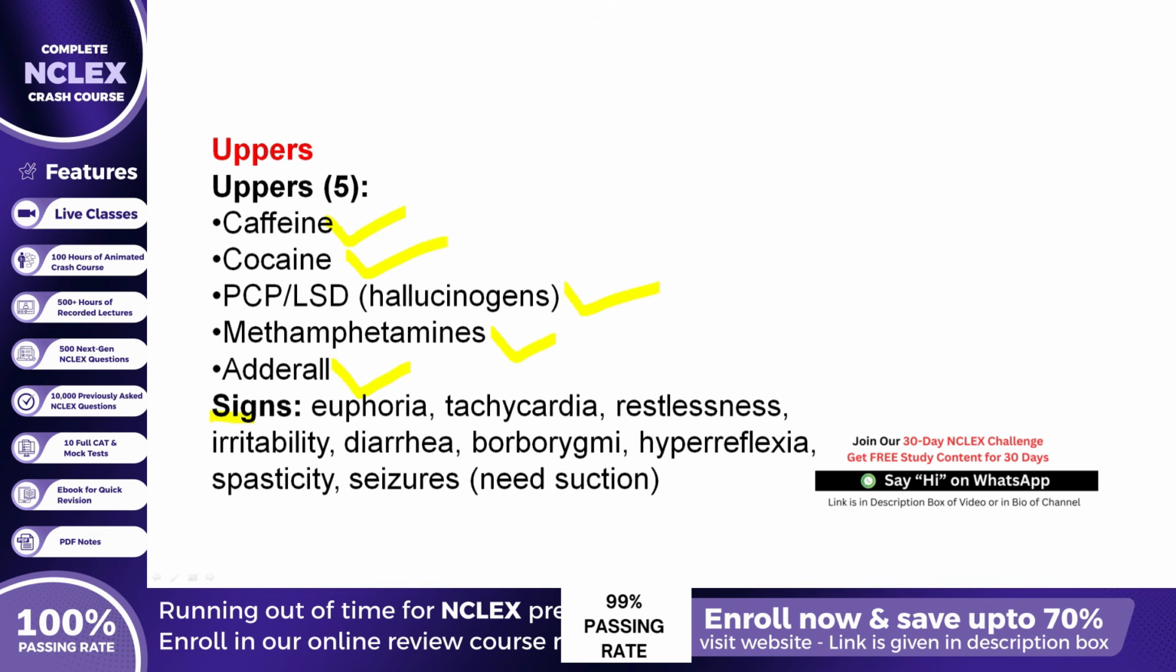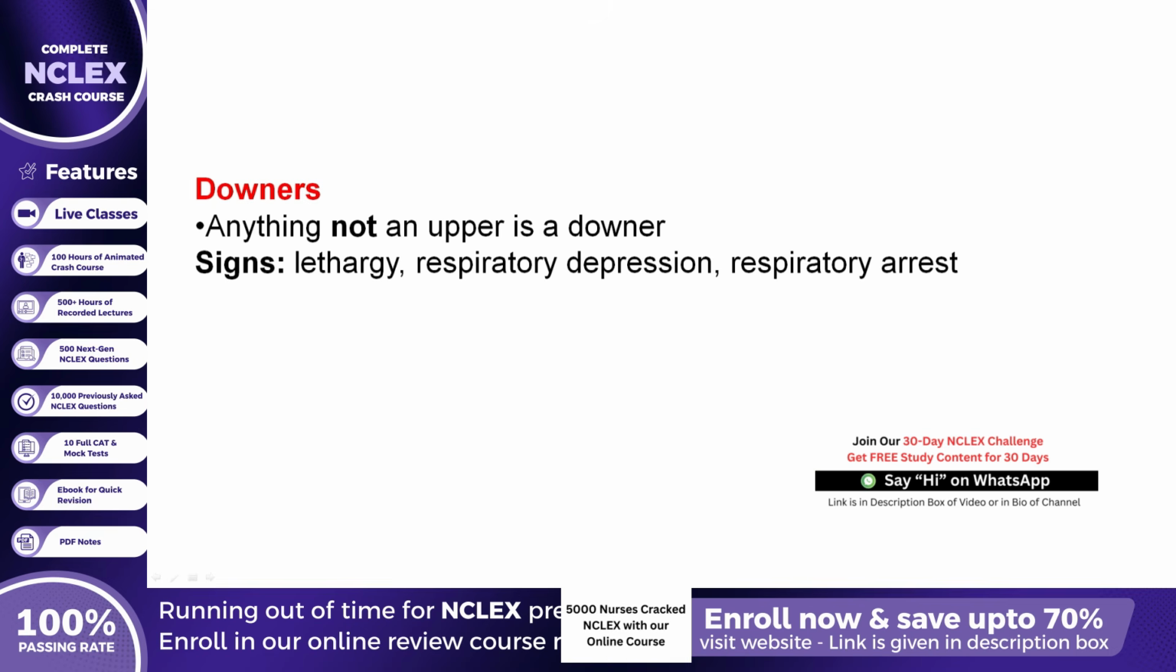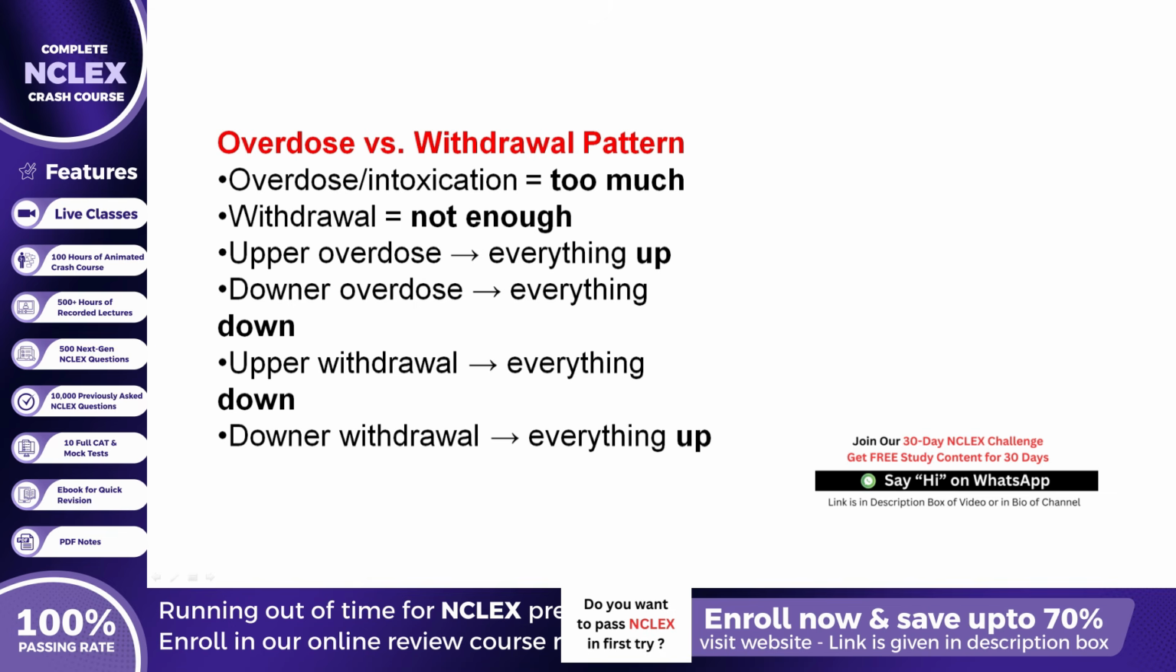The signs associated with uppers include euphoria, tachycardia, restlessness, irritability, diarrhea, borborygmi, hyperreflexia, spasticity, and seizures. And during seizures, you must be prepared with suction. Now let us shift to downers. And the rule is that anything not an upper is considered a downer. The signs of downers include lethargy, respiratory depression, and respiratory arrest. Finally, let us look at the patterns of overdose versus withdrawal. And remember that overdose or intoxication simply means too much.